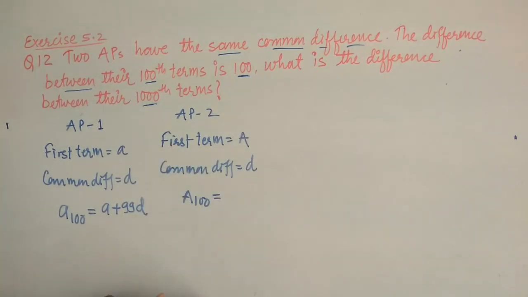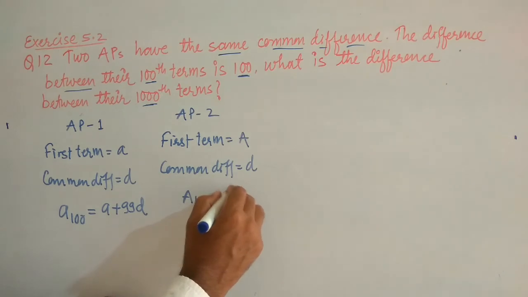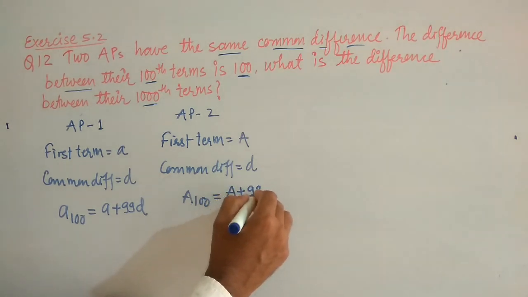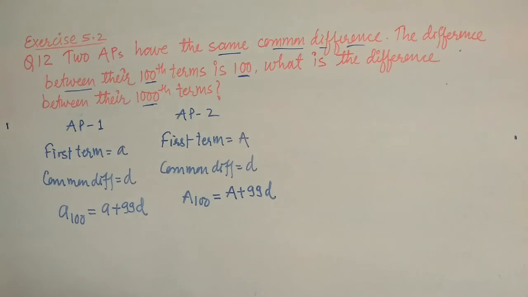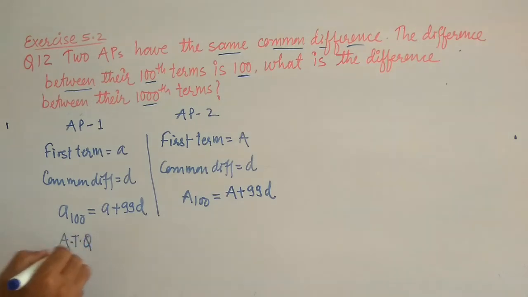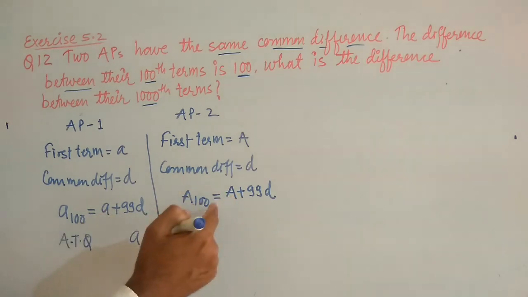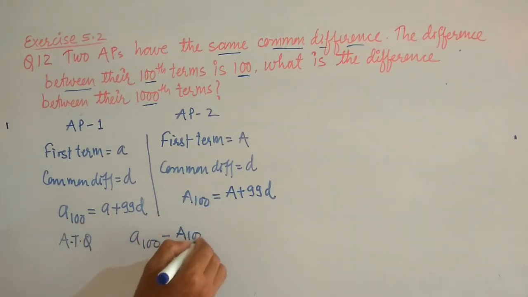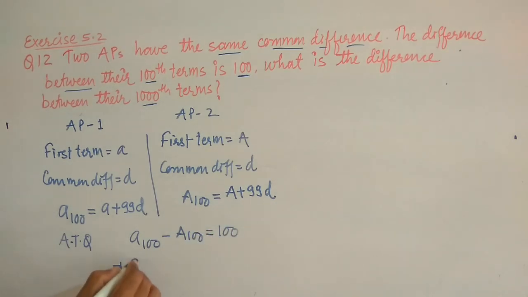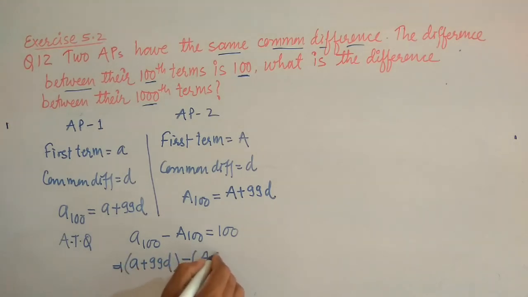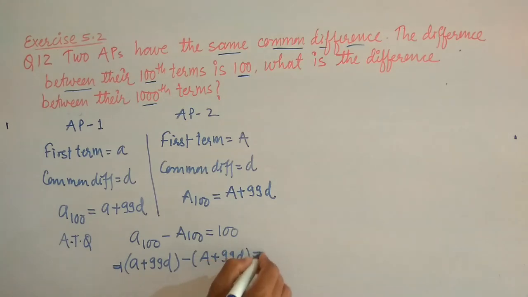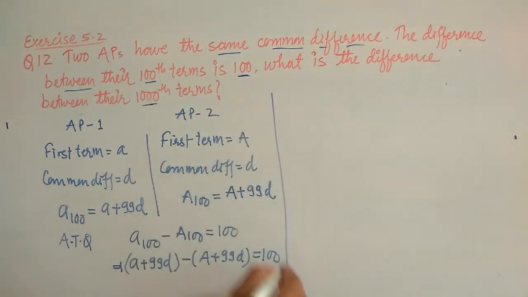दोनों को डिफरेंशिएट करने में आपको प्रॉब्लम नहीं रहेगी. तो 100 टर्म क्या हो जाएगा? a plus 99d. ओके, नाउ व्हाट इज गिवन अकॉर्डिंग टू क्वेश्चन? डिफरेंस बिटवीन देयर 100th टर्म. तो इसका 100 टर्म और इसका 100 टर्म, इन दोनों का जो डिफरेंस है वो 100 है. ओके, मीन्स ये क्या होगा? a plus 99d, दिस इज व्हाट? a plus capital A plus 99d is equal to 100.